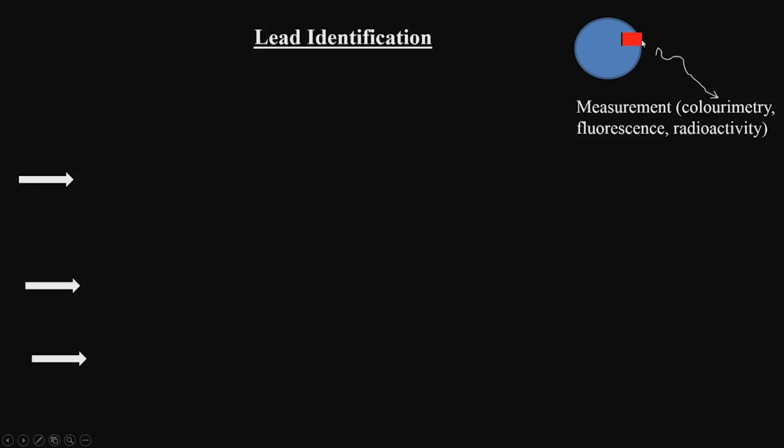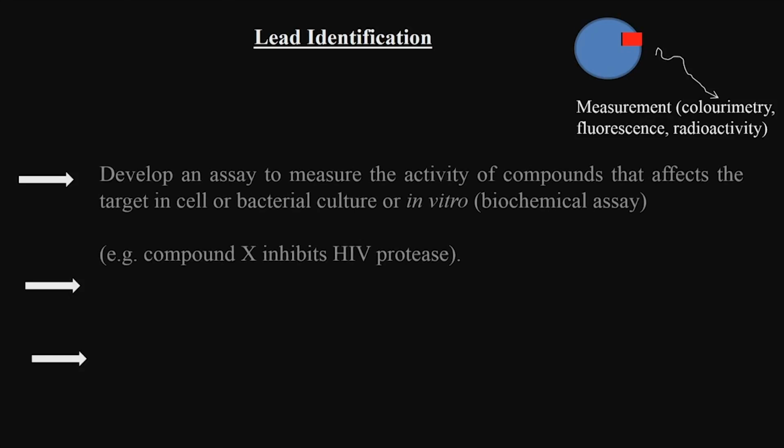So, for example, if a molecule goes and binds to a protein or enzyme, there could be changes maybe in the color, fluorescence, radioactivity. So, I could measure that, and that could be a measure of the activity of this lead with respect to the control. So, I could screen a large number of leads and make measurements accordingly. Okay, that is called the lead. So, I need to develop an assay, that means an experimental procedure. Assay is nothing but an experimental procedure to measure the activity of the compounds that affects the target.